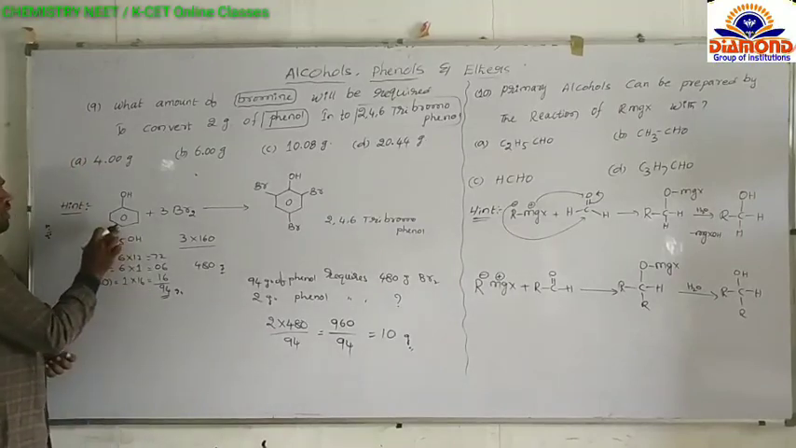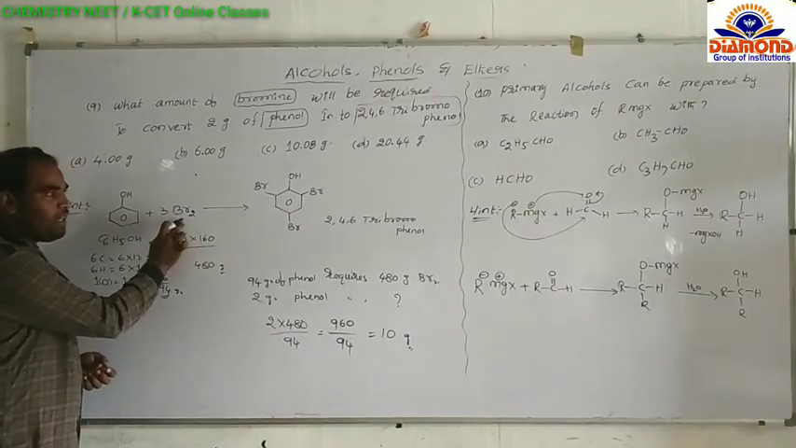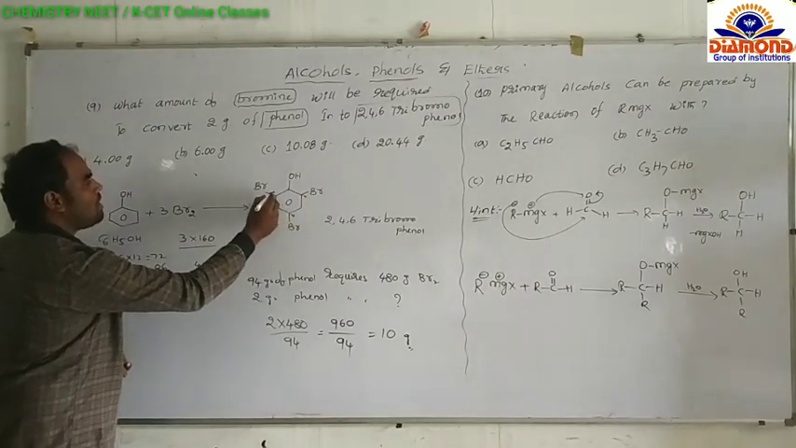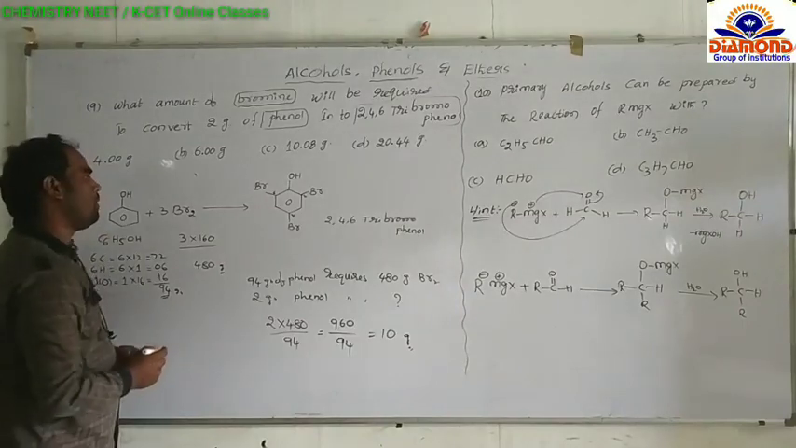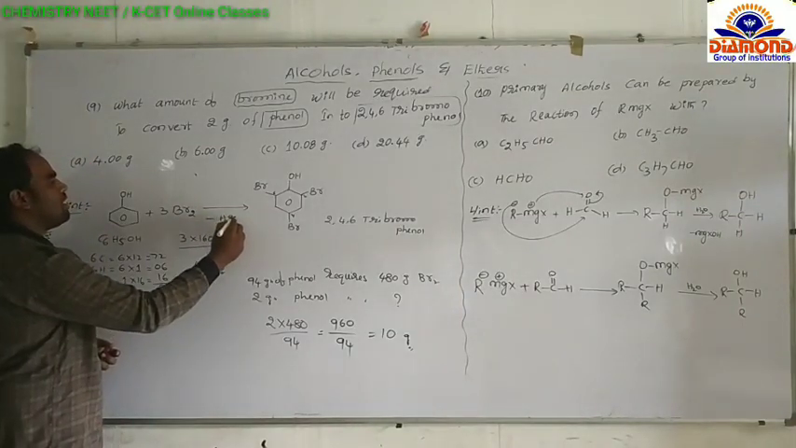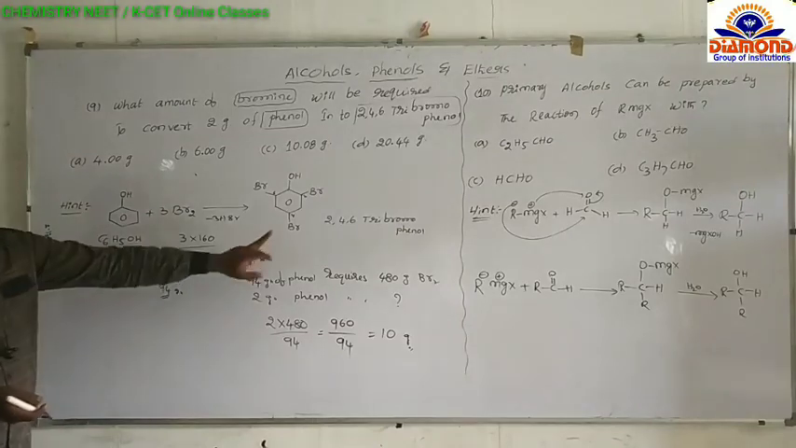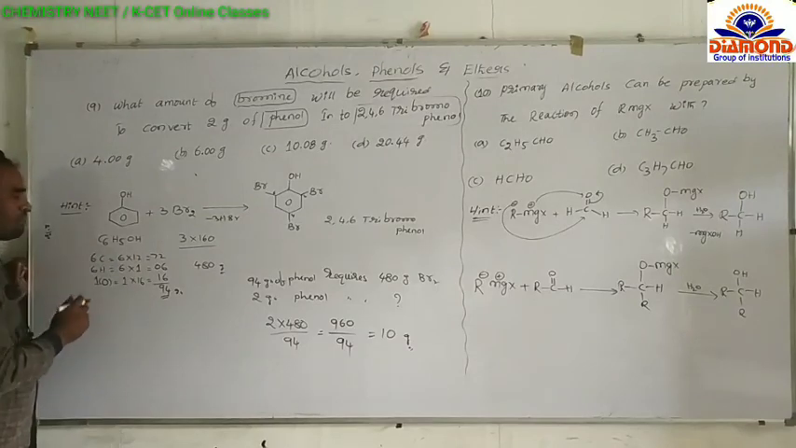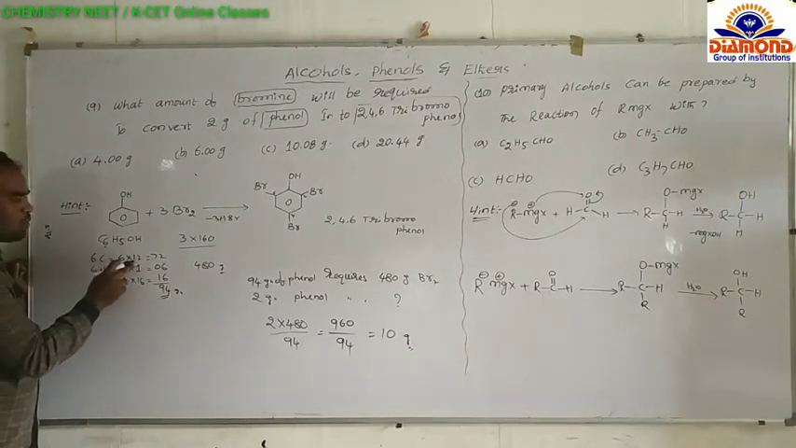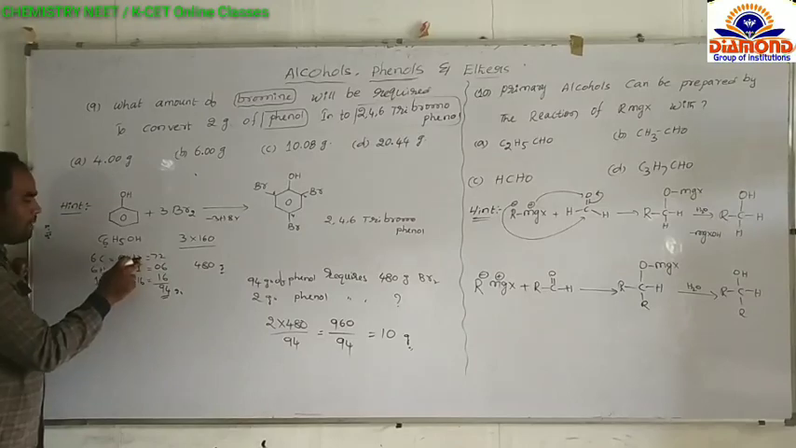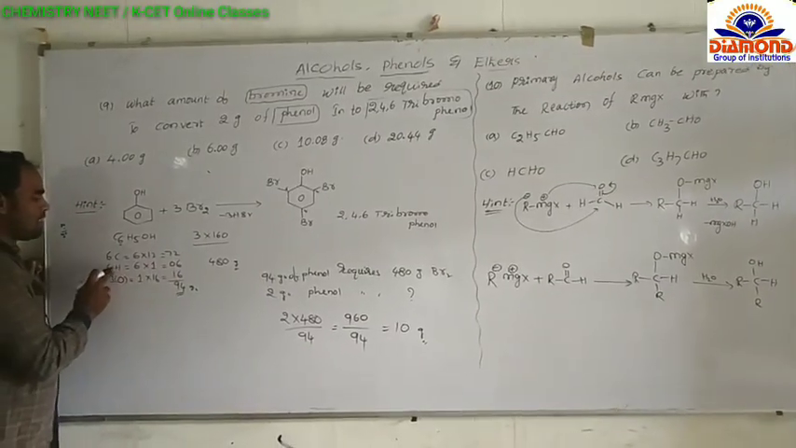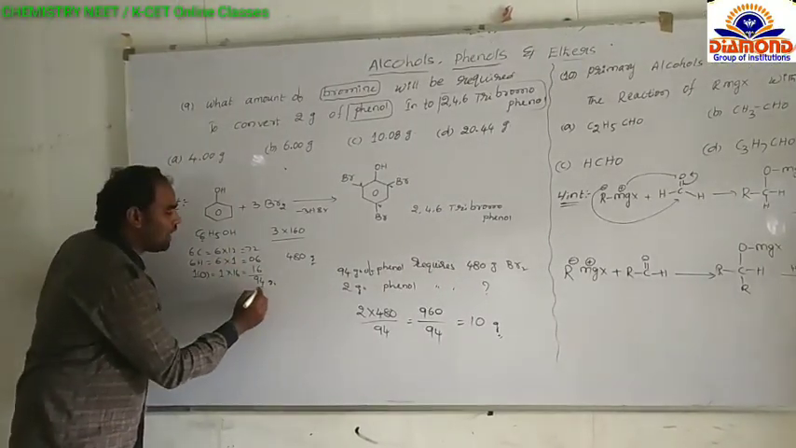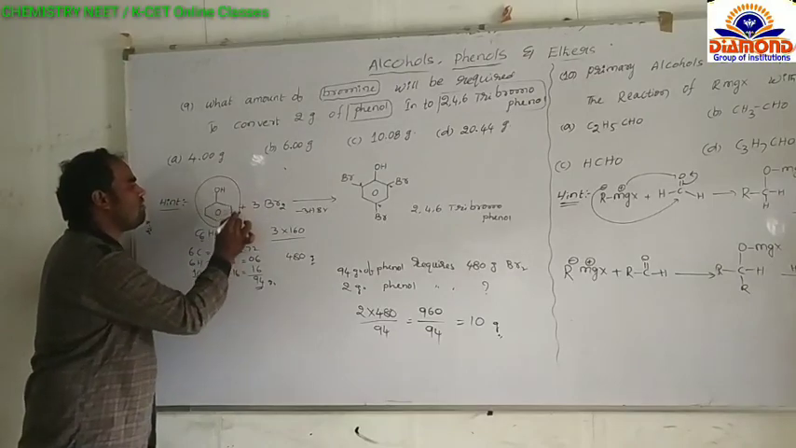So this is the phenol. Phenol reacts with bromine and forms 2,4,6 tribromophenol, by the elimination of 3 HBr. So it forms this product. See students, phenol is nothing but C6H5OH. It contains 6 carbons, and the atomic mass of carbon is 12, so 6 into 12 is 72. 6 hydrogens, mass is 6. 1 oxygen, mass is 16. So totally 94 grams of phenol.